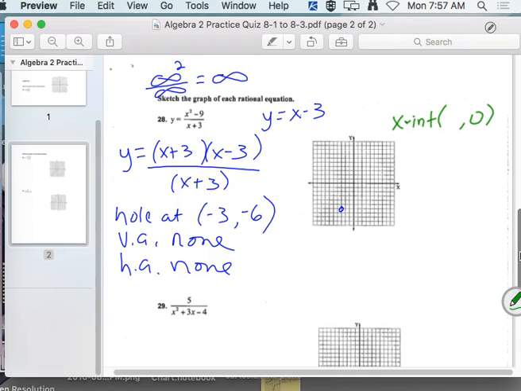Except, what was negative 3? It was a hole. So we can't use that. It's out of the domain because it was a hole. Wait, so do you go back to the original equation and do this, or do you go to the factor? I always go to the factor. It's always easier, the factored form without the canceling. Right, and then think through it.